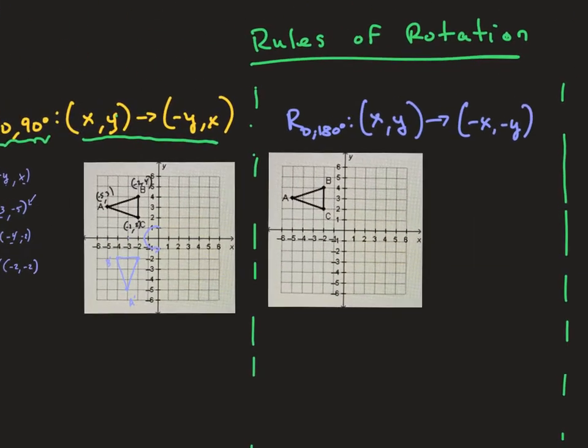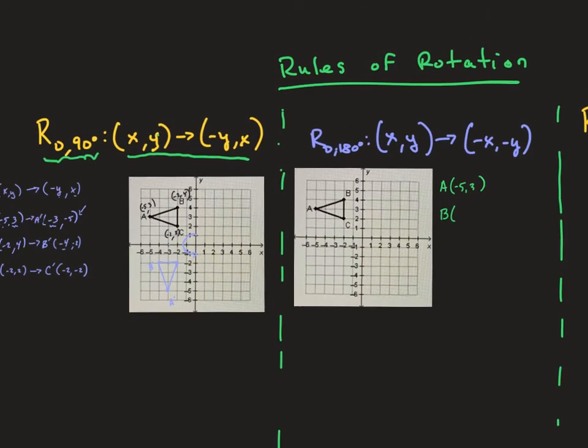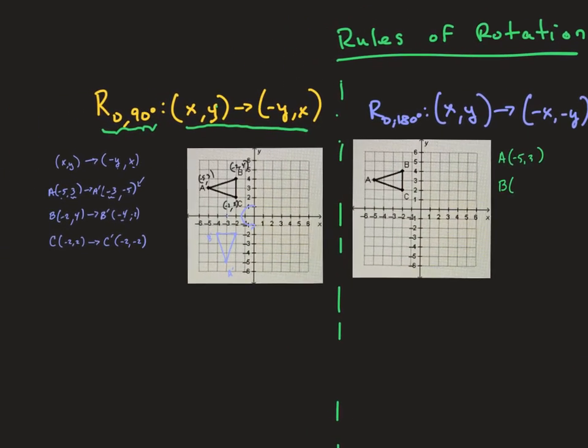So what points did we come up with? We said that A was going to be, and I'm cheating here, -5, 3. B was -2, 4. And of course, I could just look at the graph and see it because I'm using the same image, but why not do this?